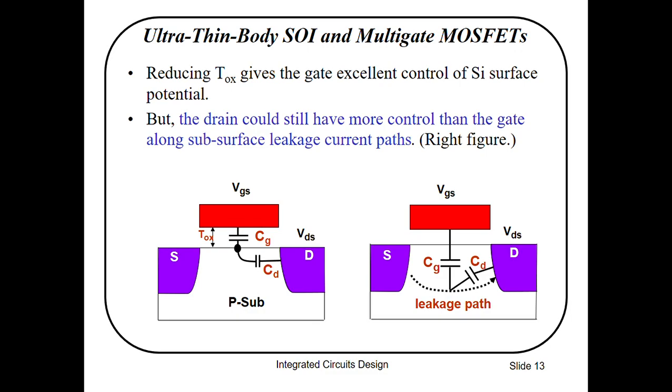So now we will discuss ultra thin body silicon on insulator and the multi-gate MOSFETs. As you know, reducing oxide thickness gives the gate excellent control of silicon surface potential, but the drain could still have more control than the gate along subsurface leakage current paths. So here in the figures you can see this in detail.